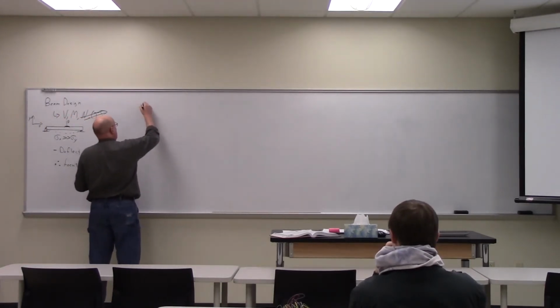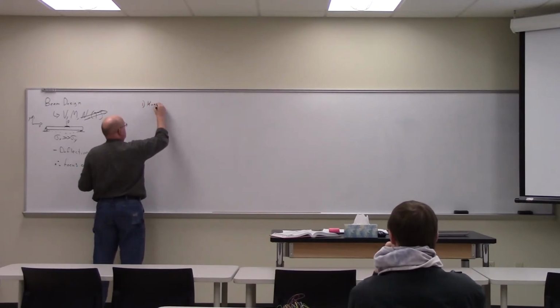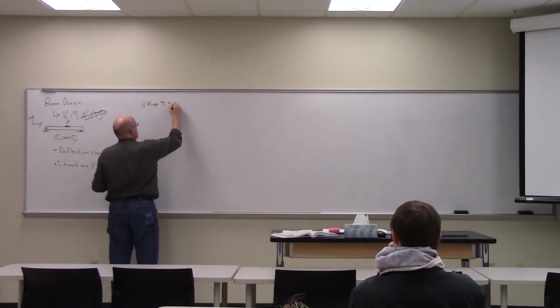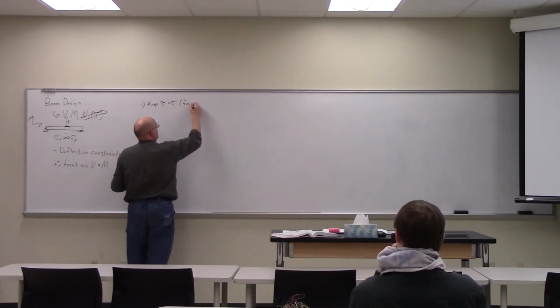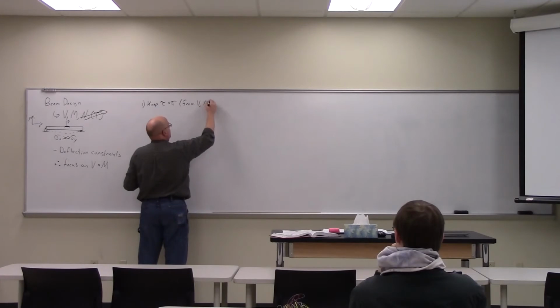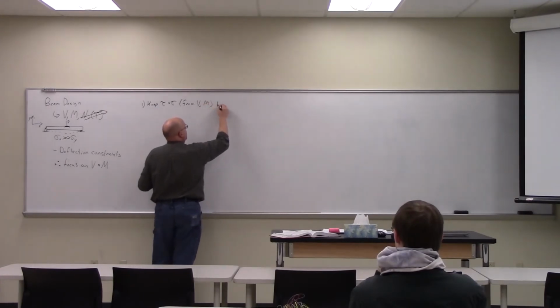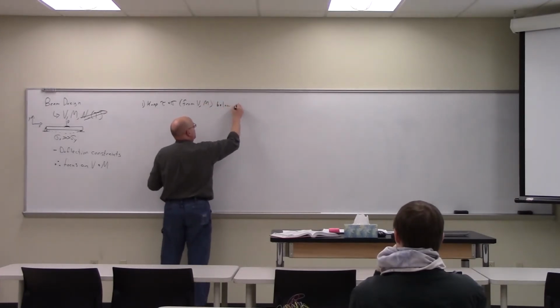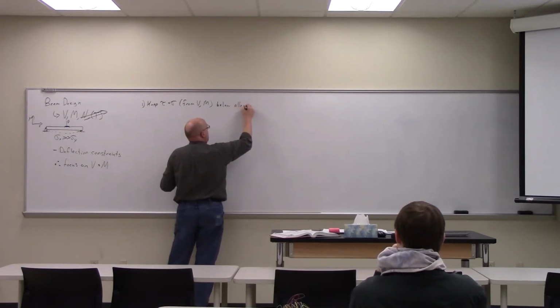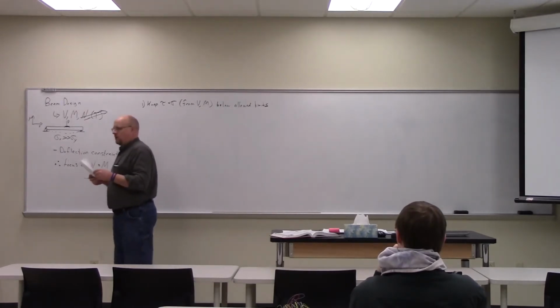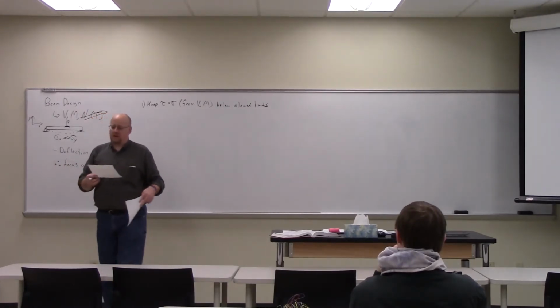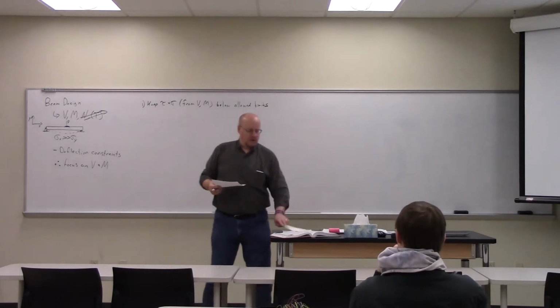So we want to keep tau and sigma from V and M respectively below the allowed limits. That's the objective. We're going to design our beam so that we're keeping tau and sigma below the allowed limits.